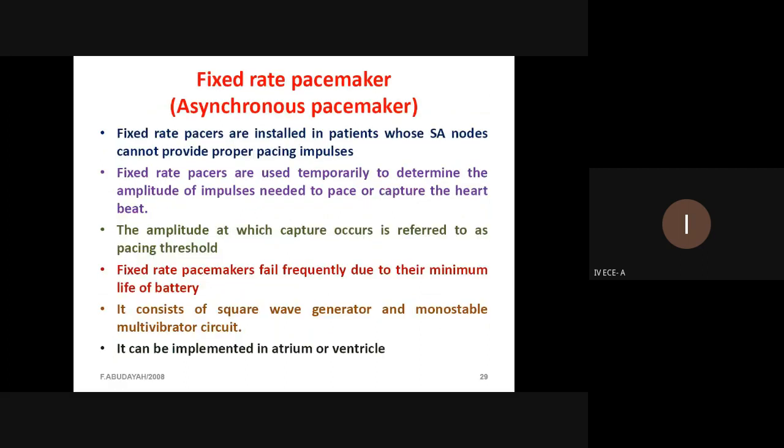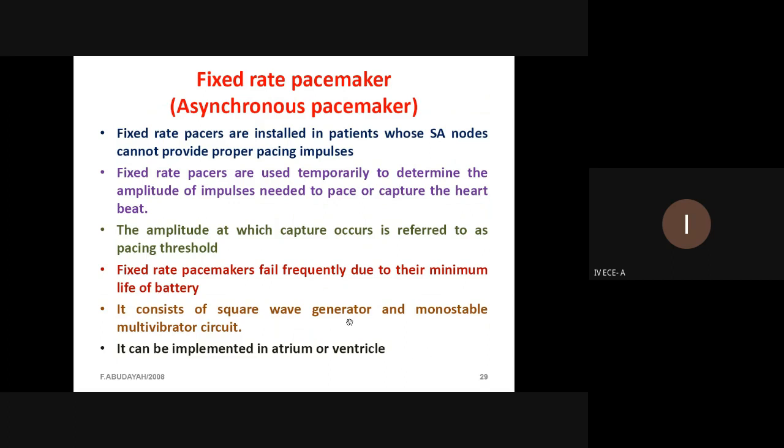In fixed rate pacemakers, fixed rate pacers are installed in patients whose SA nodes cannot provide proper pacing impulses. Fixed rate pacers are used temporarily to determine the amplitude of impulses needed to pace or capture the heartbeat. The amplitude at which capture occurs is referred to as the pacing threshold. Fixed rate pacemakers fail frequently due to their minimum battery life.